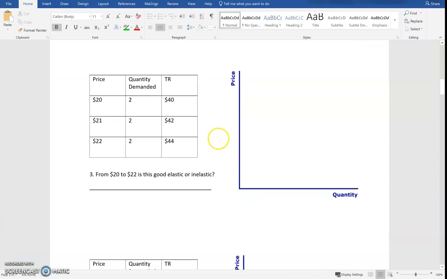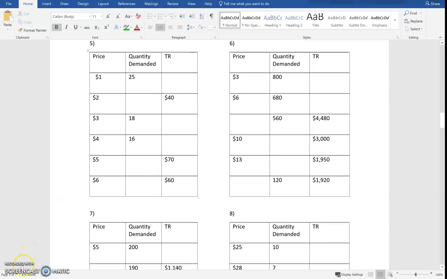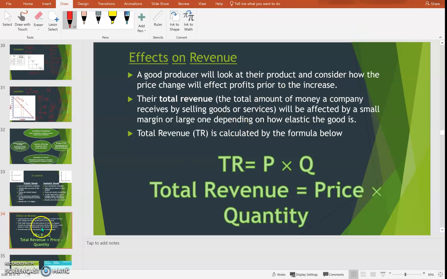So looking down, after number 4 is this chart where you're looking at this. So 1 times 25, right? What is my total revenue? Price times quantity demanded. 1 times 25 is going to be 25, okay? But going backwards, if I know that my total revenue is 40, my price is $2, 2 times what equals 40? 20, right? Okay.